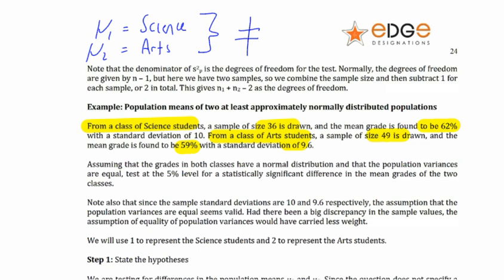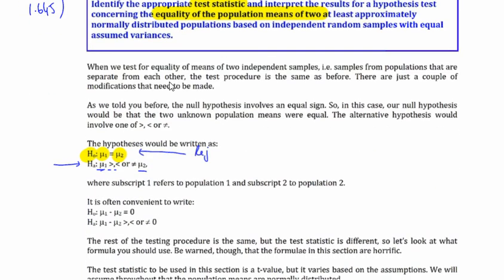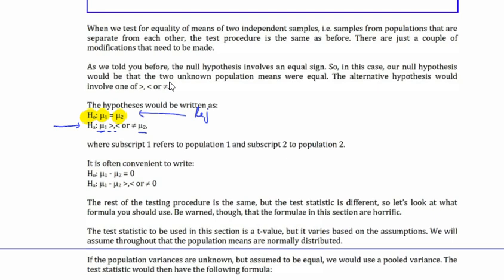Now, if I take you back over here, what would I tell you? That's what I'm trying to reject. Mean number 1, the marks from the science students, and mean number 2, the results from the arts class, are not the same.